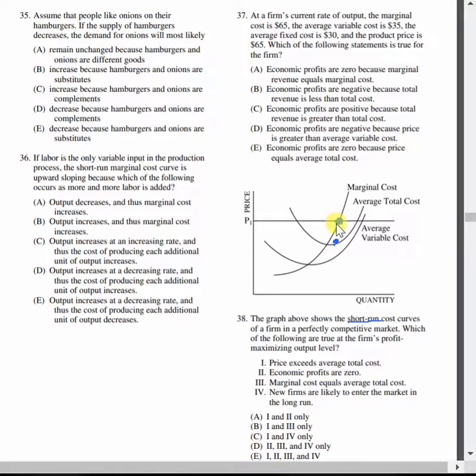Okay, 2, economic profits are zero. Well, he just said he's making money, so economic profits are certainly not zero. 3, marginal cost equals average total cost. So it certainly does not. Marginal cost is up here, average total cost is down here, so that is not true. And number 4, new firms are likely to enter the market in the long run, and that is absolutely true. Whenever there's profits to be made, people will enter the market, so that is true. So the correct choices are 1 and 4, which is choice C.